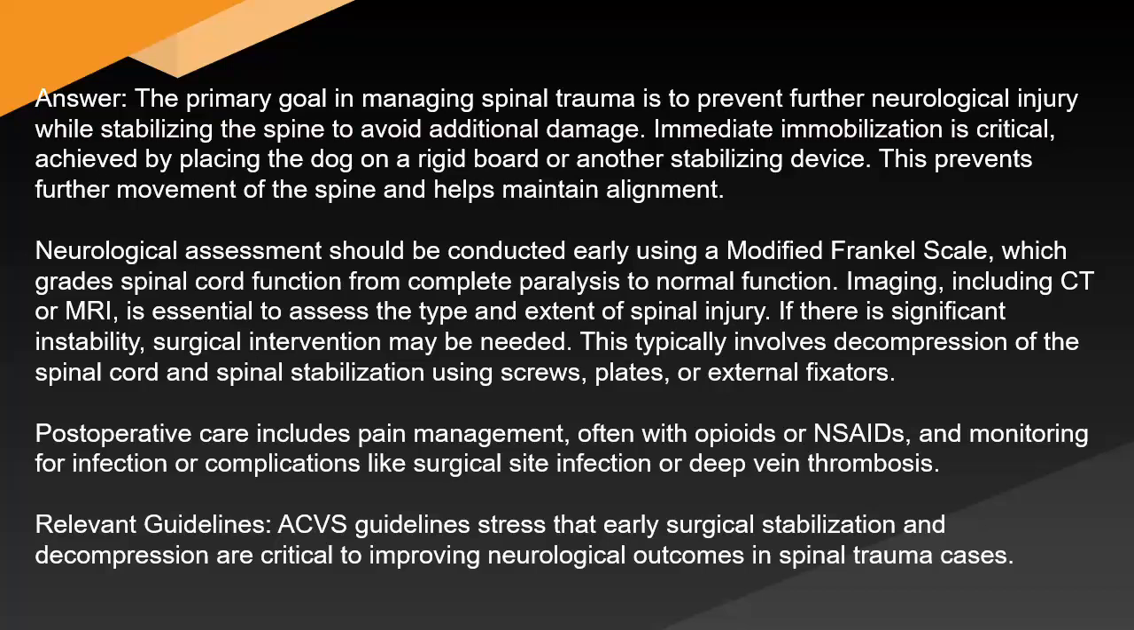If there is significant instability, surgical intervention may be needed. This typically involves decompression of the spinal cord and spinal stabilization using screws, plates, or external fixators. Postoperative care includes pain management, often with opioids or NSAIDs, and monitoring for infection or complications like surgical site infection or deep vein thrombosis. Relevant guidelines: ACVS guidelines stress that early surgical stabilization and decompression are critical to improving neurological outcomes in spinal trauma cases.